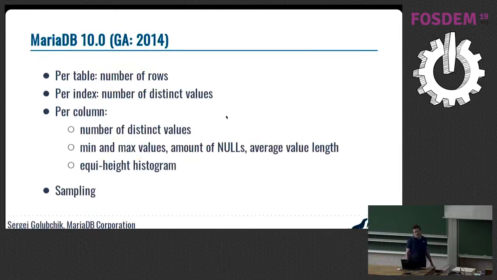Everything that I was talking about now was implemented in MariaDB 10.0, which went GA in 2014, so it's quite stable. Well, in fact, 10.0 has already reached its end of life, so don't use that, use at least 10.1. In MariaDB 10.0, engine-independent statistics remember the number of rows per table and the cardinality per index. For every column, it remembers the number of distinct values, minimal and maximal value, amount of nulls, average value length for strings, and this equi-height histogram. And sampling also works.